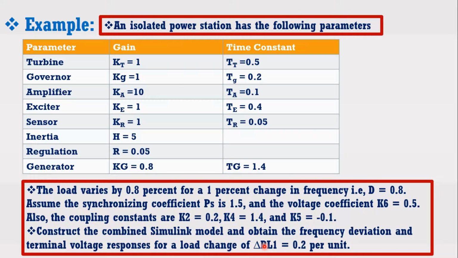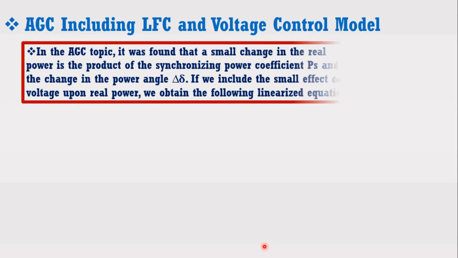Before going to model it in the Simulink, it is better to discuss here that when we are going to combine both load frequency and voltage control model, we have to derive few new equations in order to include the effects of both frequency and voltage on one another. Previously, in the automatic generation control topic, it was found that a small change in the real power is the product of the synchronizing power coefficient and the change in the power angle.